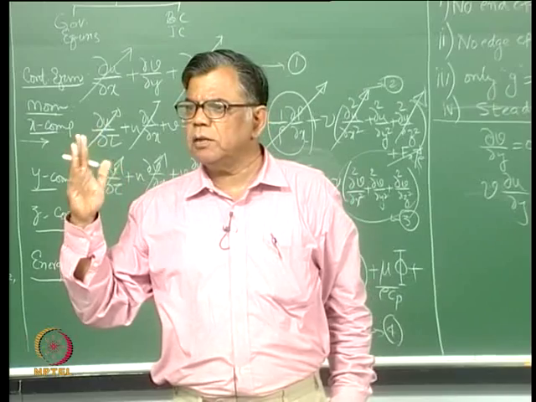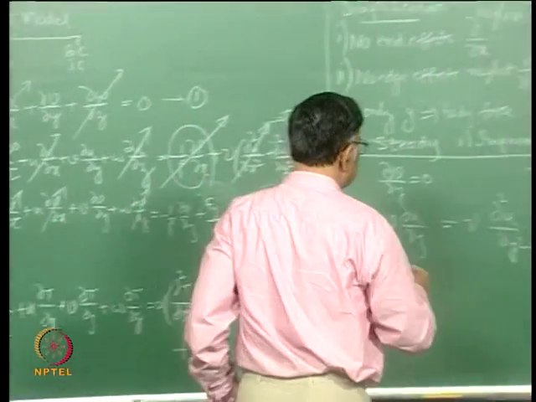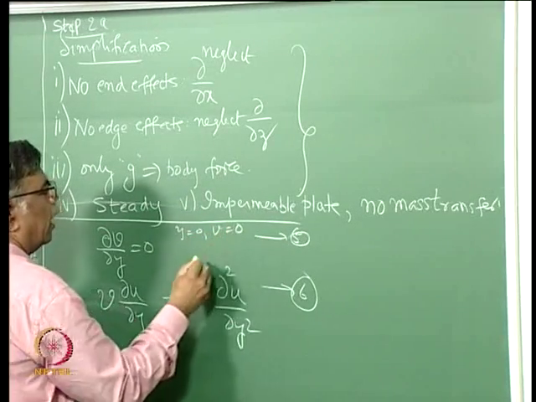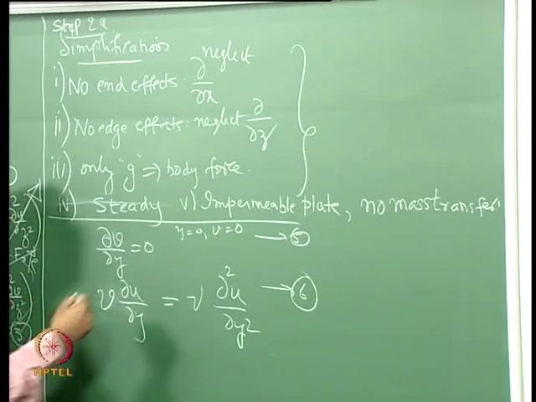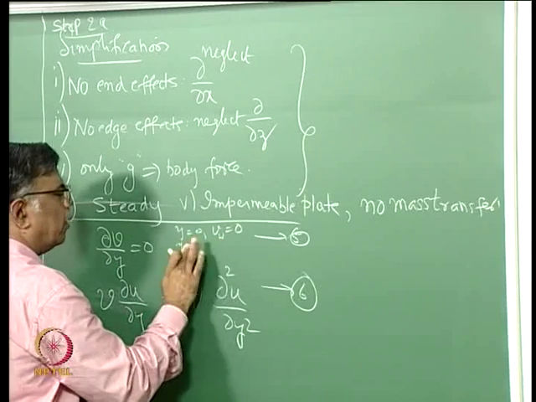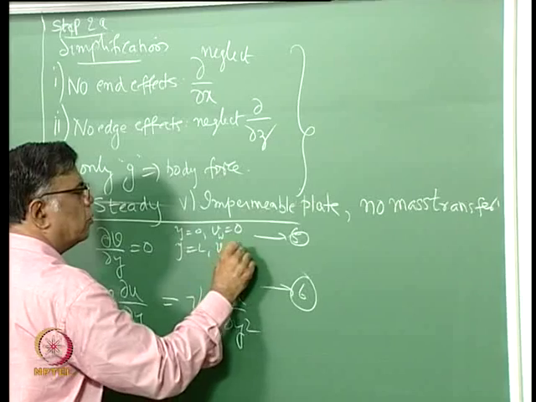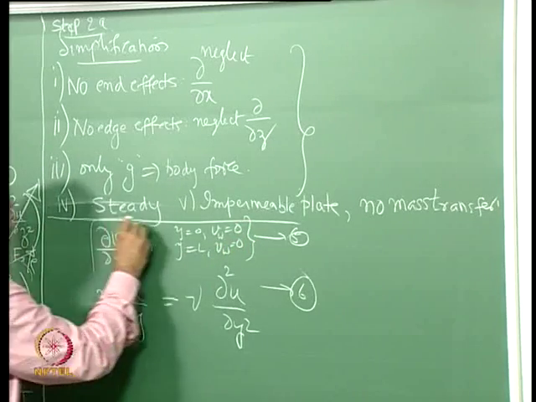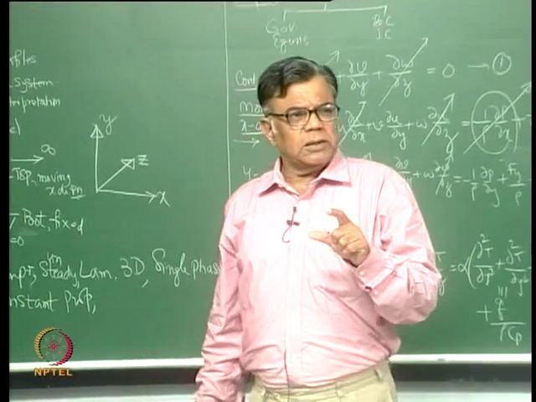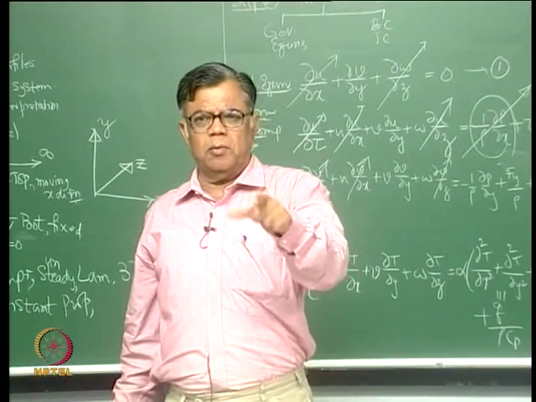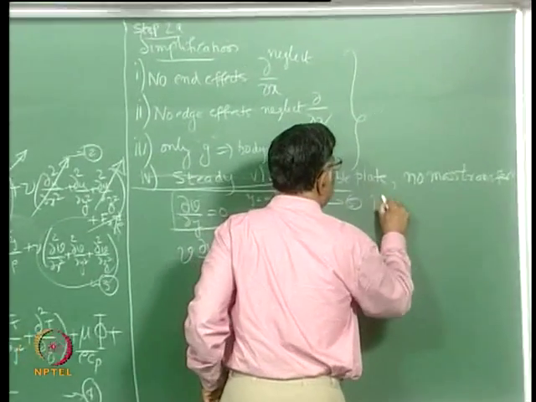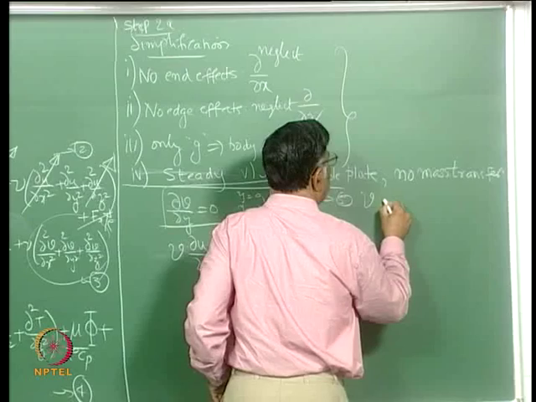V equal to 0 everywhere, there is no V component at all. Because at y equal to 0, V equal to 0, actually, I should not write V, we should say Vw equal to 0. And at y equal to L also Vw equal to 0. This continuity equation together with the boundary conditions tells you V is 0 everywhere. This is a very important physical interpretation.